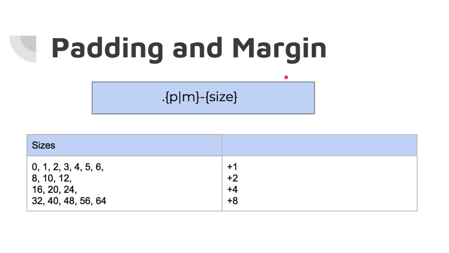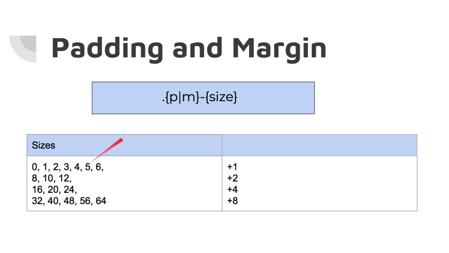Now we already learned about the numbering system, which we can reuse in different places. And this is the first one. Notice that the numbering system for margin and padding is exactly the same as it was for the width and height. So if you need a padding of 16 pixels, it will simply be 4.